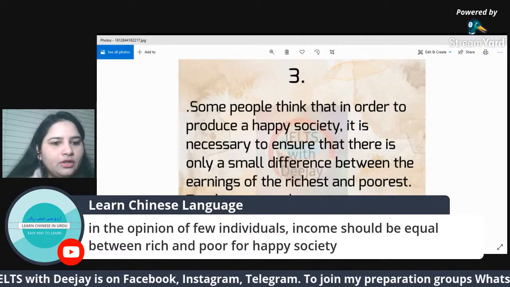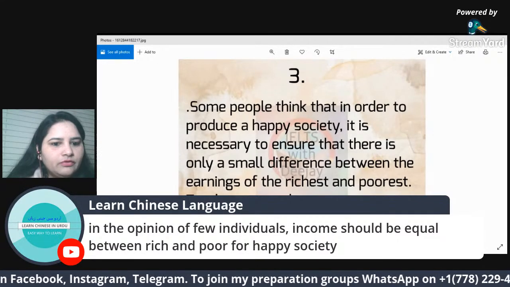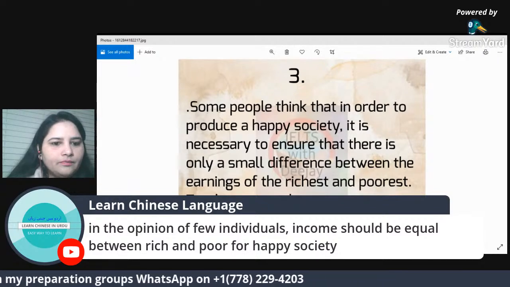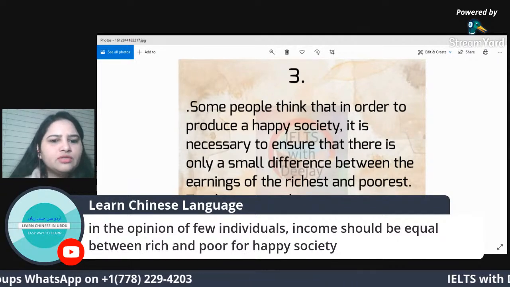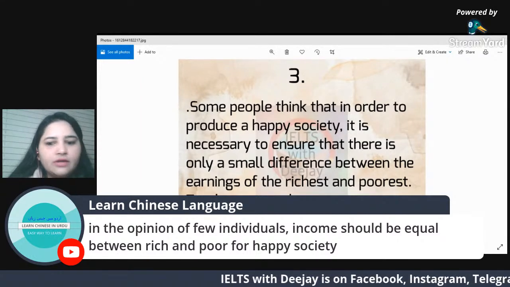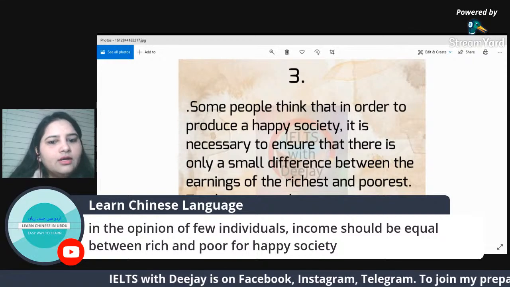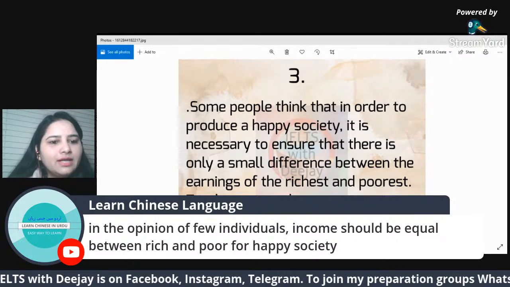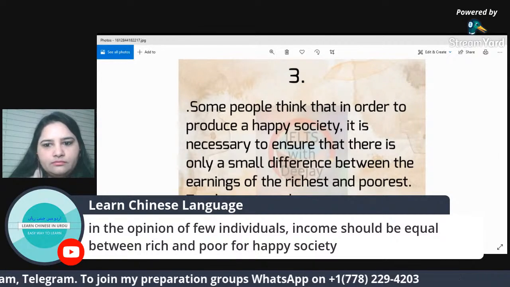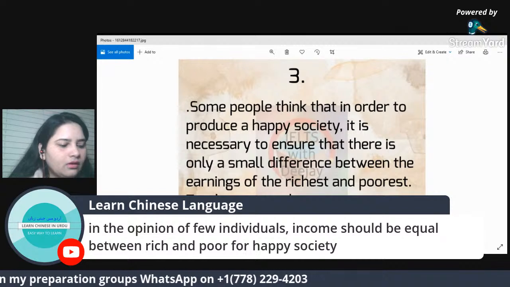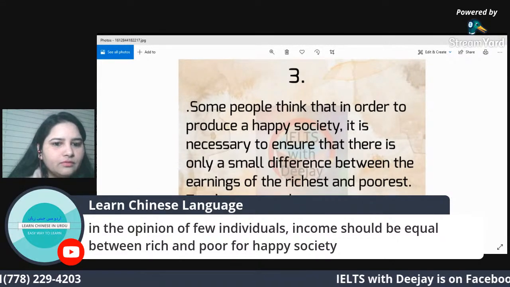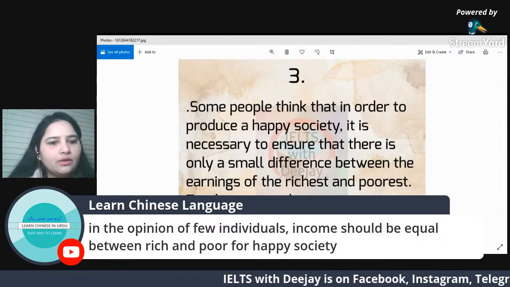Okay. In the opinion of few individuals, income should be equal between rich and poor for happy society. Change happy society. Income should be equal. Yeah, you are trying to say the same thing, but try to change happy society because this is going to be the same. Happy society, you can't write it down like that. Try to change it. For happy, you can say elated, contented, or what others have written, joyful. But I would suggest contented because it has to be related to satisfaction. So you can write that word.